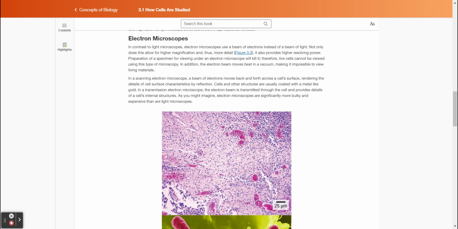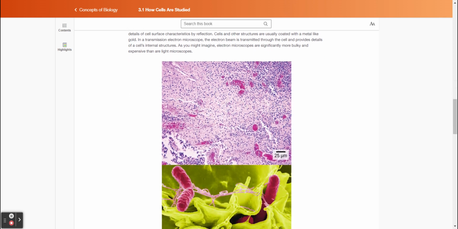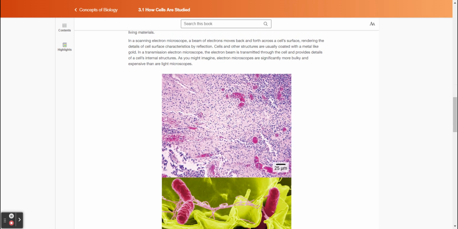In a scanning electron microscope, a beam of electrons moves back and forth across a cell's surface, rendering the details of cell surface characteristics by reflection. Cells and other structures are usually coated with a metal like gold. In a transmission electron microscope, the electron beam is transmitted through the cell and provides details of a cell's internal structures. As you might imagine, electron microscopes are significantly more bulky and expensive than our light microscopes.